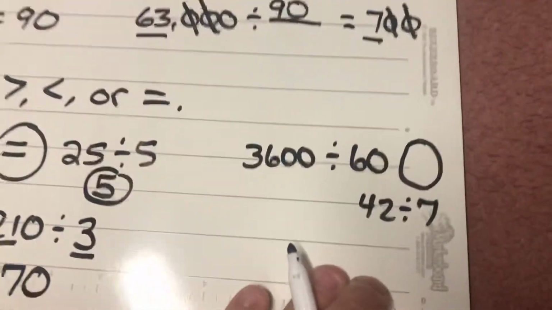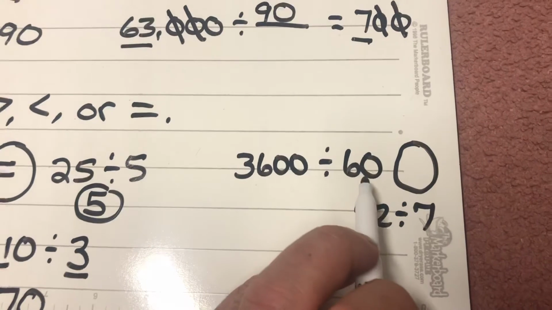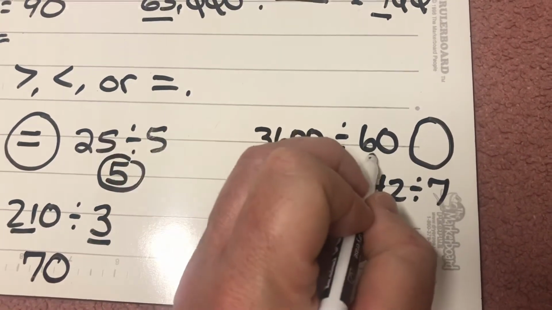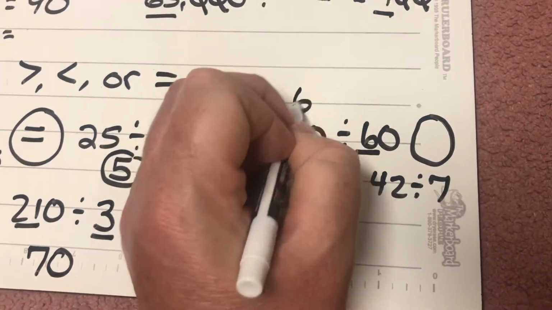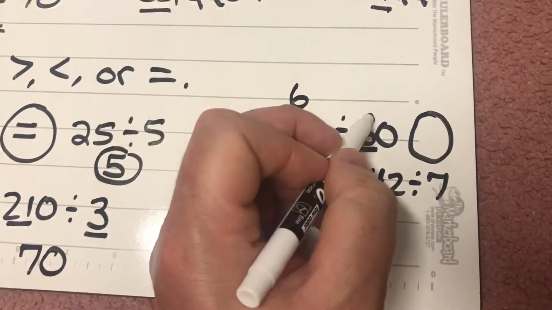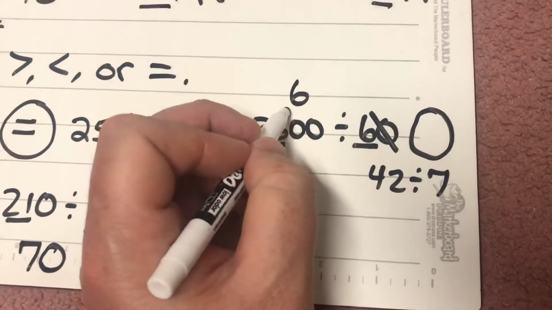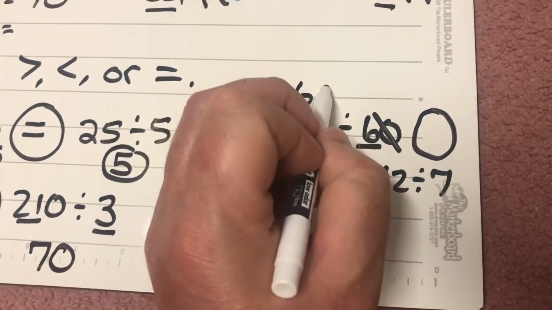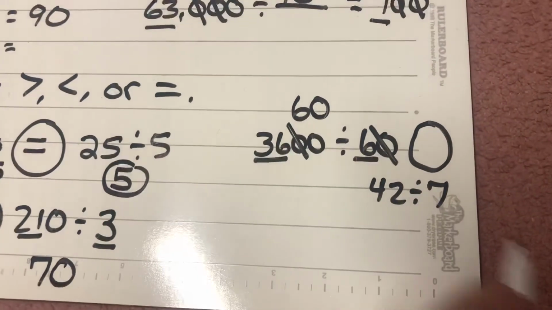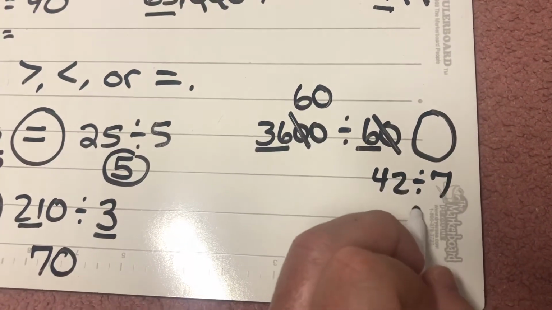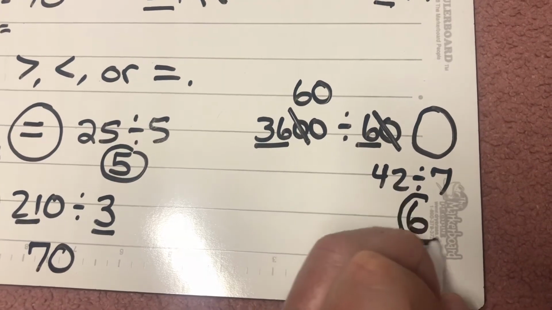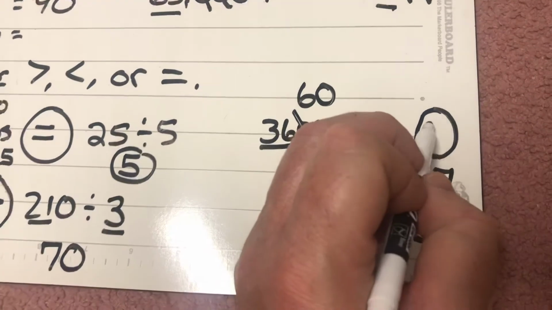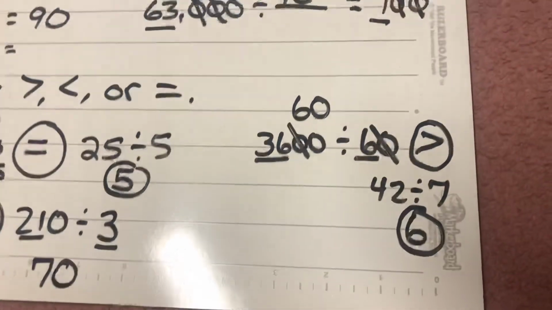All right, last one. 3,600 divided by 60. 36 divided by 6 is 6. There's 1 zero here to cross off, which means I need to cross off 1 there. There's 1 zero left that has to become part of my answer. I get 60. I come over here, 42 divided by 7. 42 divided by 7 is 6. I'm comparing 60 and 6. Well, sure enough, 60 is bigger.